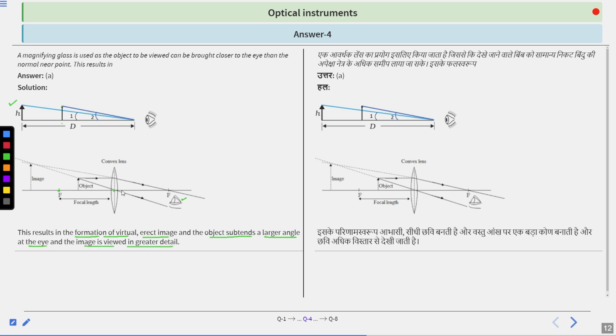I hope this is clear from the diagram and from this statement. The image is viewed in greater detail because after putting the convex lens, the object size is magnified and the size of the image is greater than the size of the object. Yes or no? Clear? So the correct option is option A.